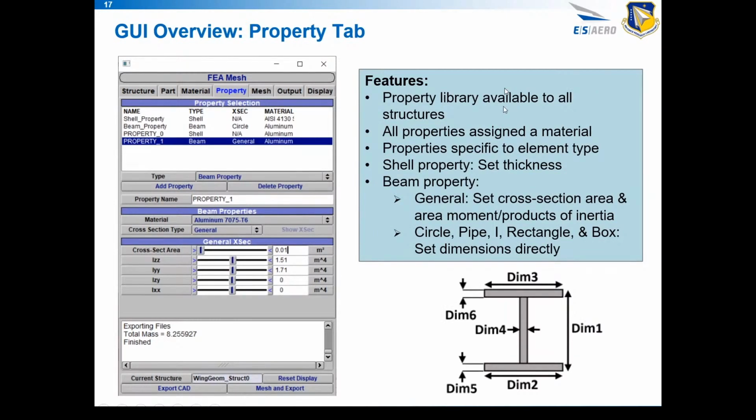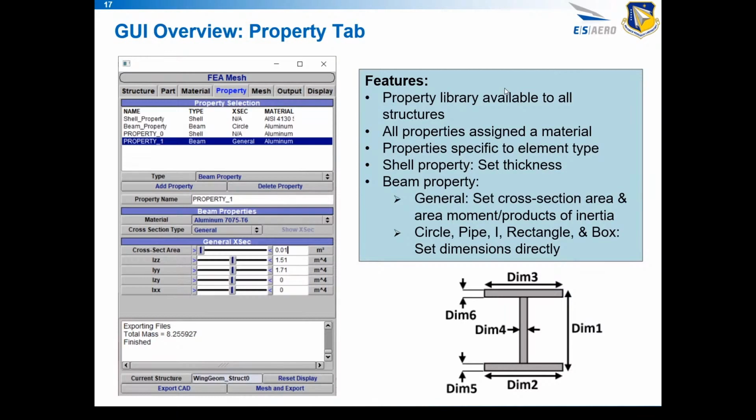Properties, each one of these properties is going to be assigned a material from that previous tab. So you could have beam type or shell type properties. Those are going to correspond to shell type elements, your triangle elements, or your cap or beam type elements, which are your intersection curves and your subsurface edges. Shell property, all it has is a thickness associated with it and the material, of course.